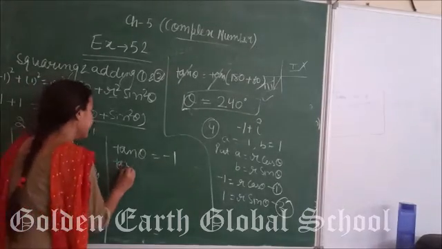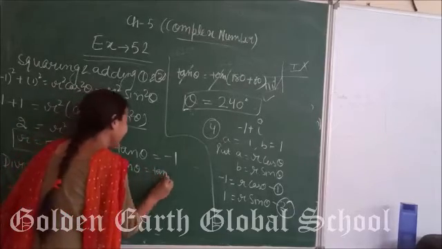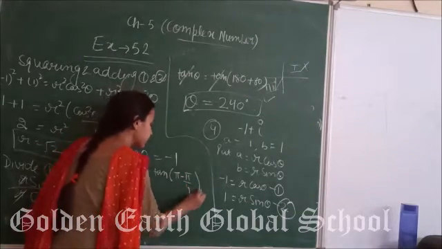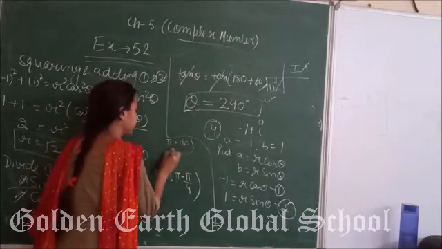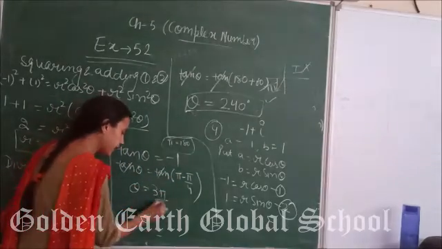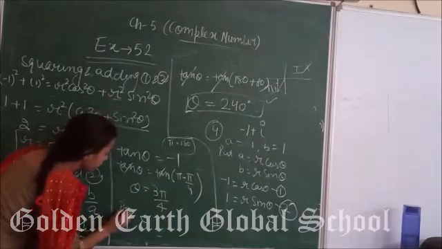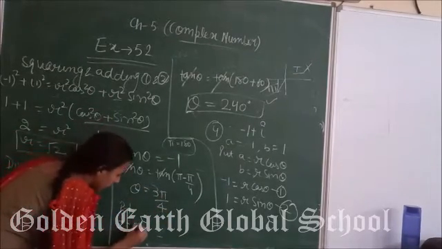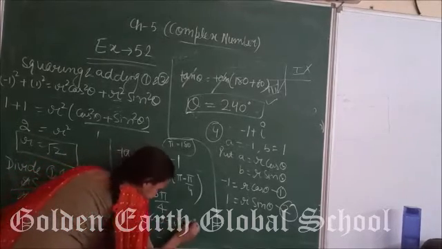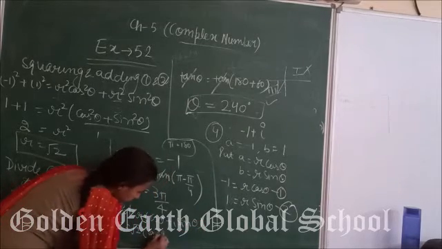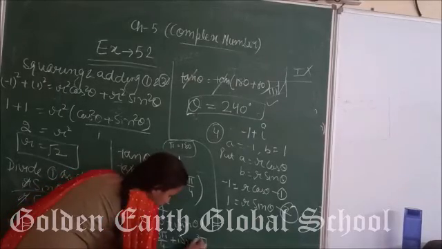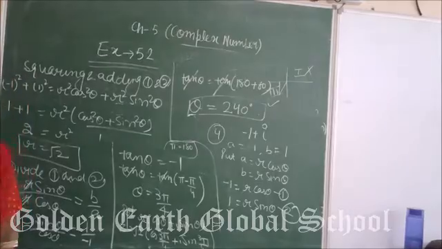So theta is equal to pi minus pi by 4, where pi is 180. Standardizing, theta is equal to 3 pi by 4. So the polar form is z equal to r(cos theta plus i sin theta), where r is root 2. That is, root 2 (cos 3 pi by 4 plus i sin 3 pi by 4). This is our polar form. This is your answer.